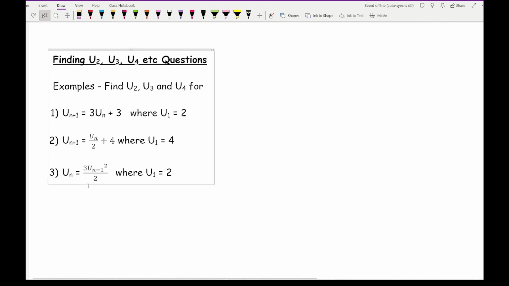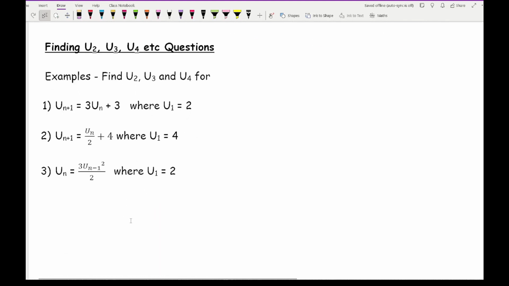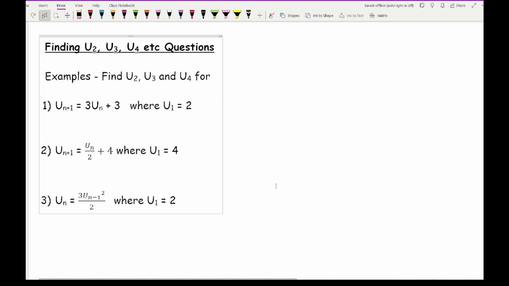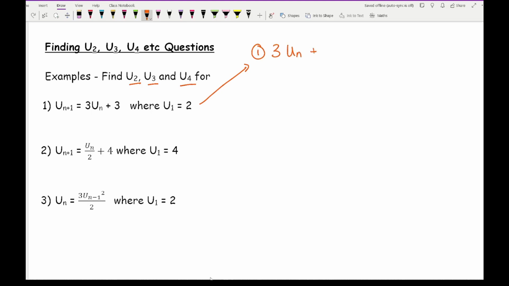So let's have a look at some example questions. Now if I just zoom in, and let me just create a bit of space because I feel as if this may have been merged into one question. So here we've got 3 different questions, and all the questions are asking us is to find the next 3 terms. So in other words, we've been given u1 and we want to work out what u2, u3, u4 is. So looking at question 1, we know that the formula is 3un plus 3. Now if I just highlight un, that's basically the previous term.